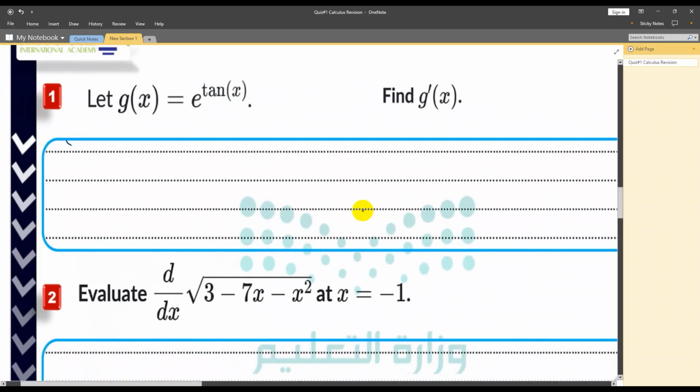Okay, e power 10x. It will be the same. It's like e power x, it will be the same, but this one we will use the chain rule, so you have to get the derivative of 10x, which you can use your triangle, so it will be 6 squared. Okay, next one.